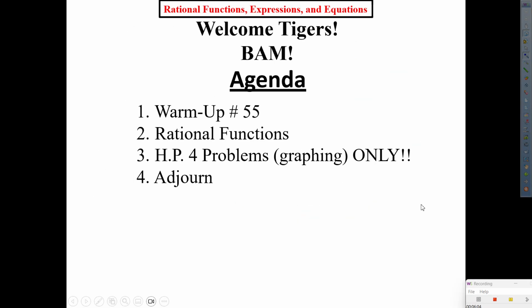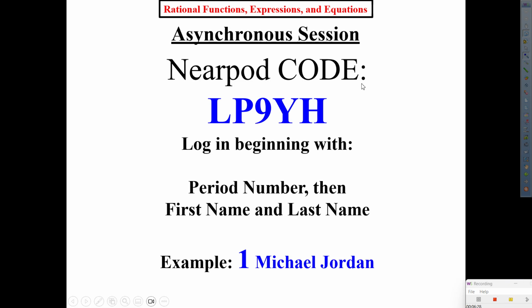Copy the agenda. Warm-up 55 done. Rational functions. Tonight's home plate, 4 problems only. Write that down, please. Anyways, copy this code, please. Access to the home plate, 7P9YH. Write that down. 7P9YH.